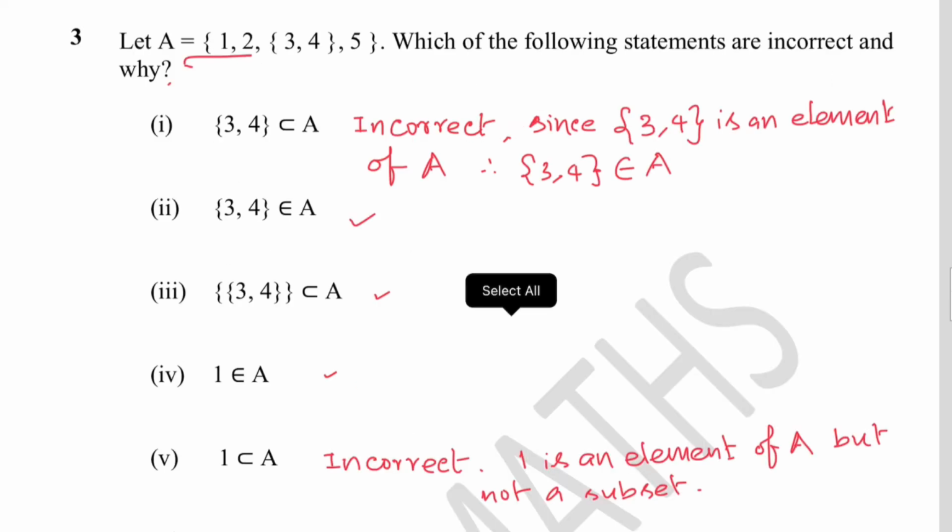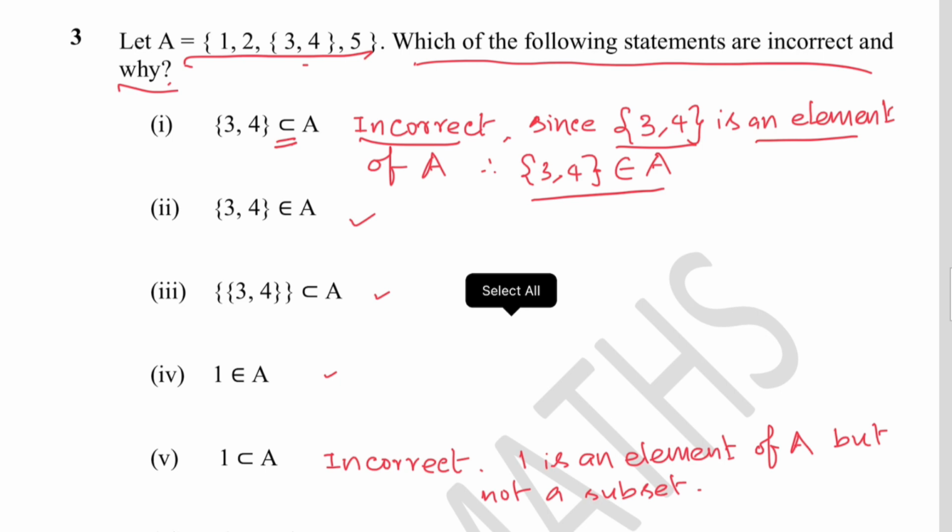And third question, let A be {1, 2, {3, 4}, 5}. Which of the following statements are incorrect and why? So {3, 4} is a subset of A. No, it is not, because 3 is not an element, 4 is not an element, but a set containing 3 and 4 is an element. Therefore, you cannot say it's a subset. So it's incorrect since {3, 4} is an element of set A. So you can say the whole thing is an element of set A, not a subset.